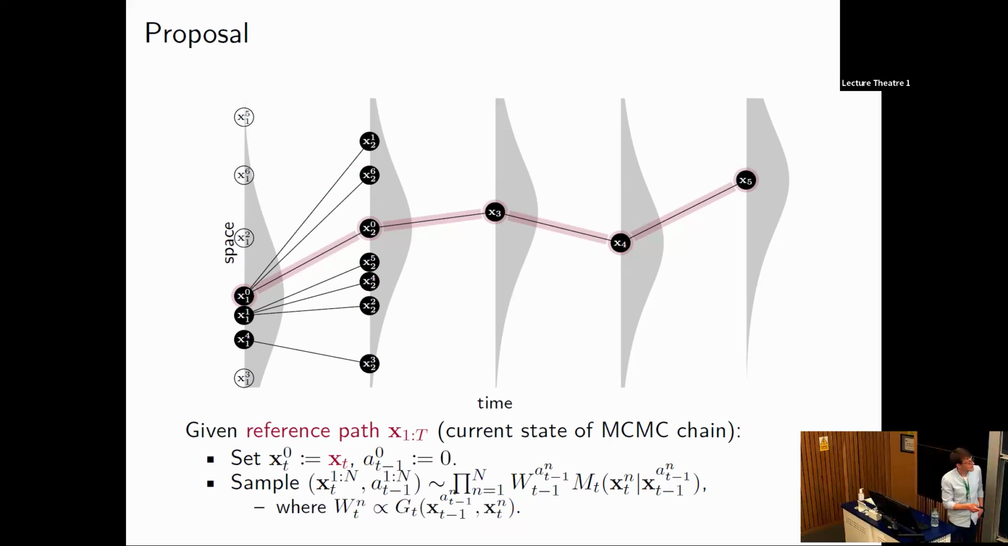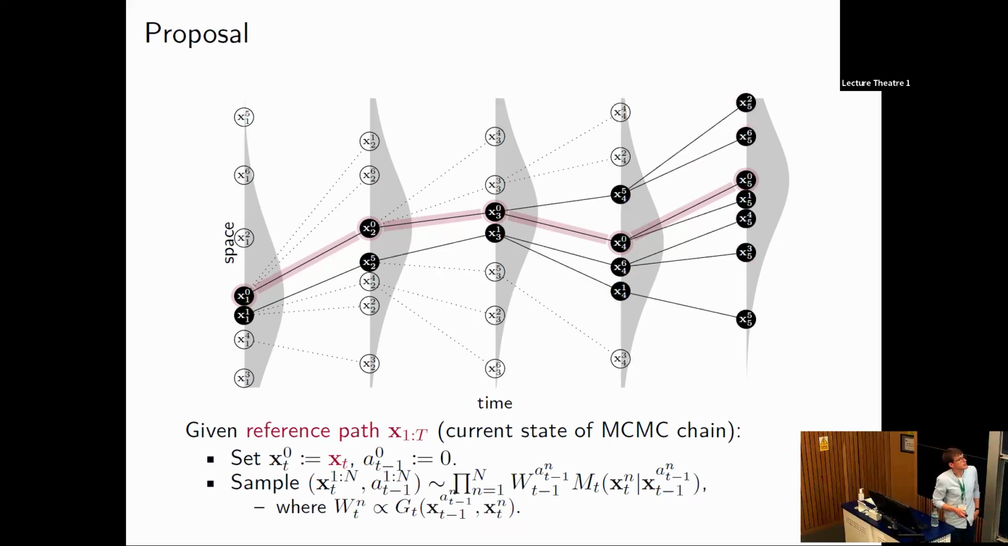That's our resampling operation, right? And only the other ones propagate to the next time step. And then again, we have proposed particles from the mutation kernel. Again, some of them have low weights, they get killed off, and the others propagate, and so on. And then we're left with this sort of genealogical tree construction.